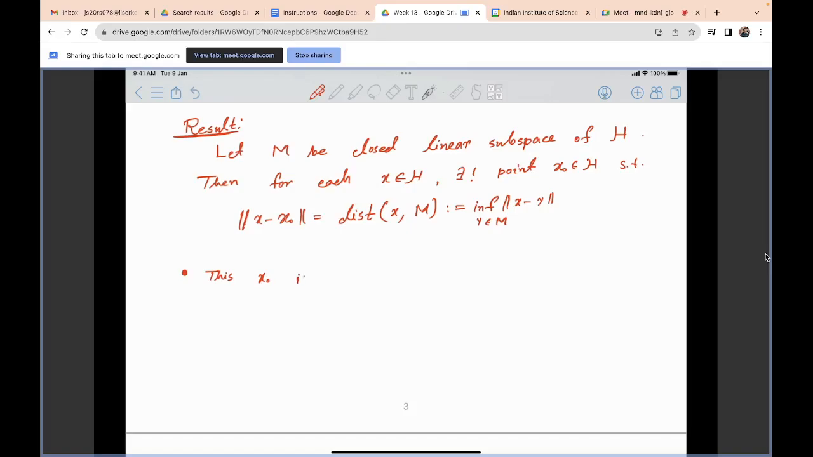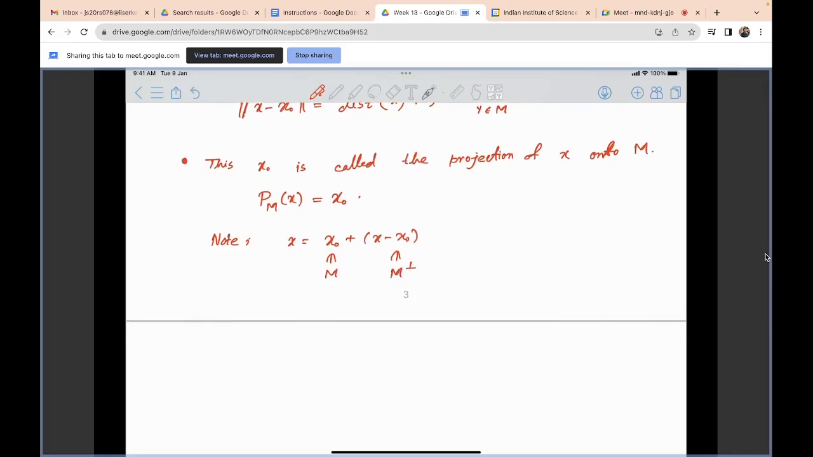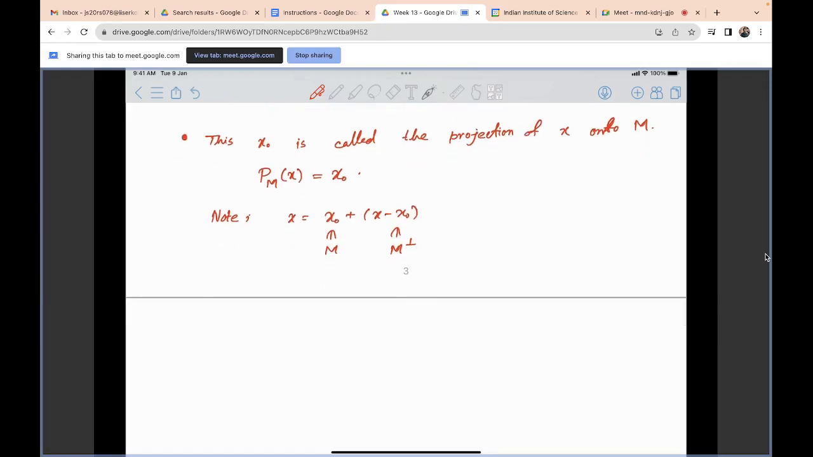This x naught is called the projection of x onto M. We denote P_M of x equals x naught. Basically, note we can write any x as x naught plus x minus x naught, and one can show that x naught is in M and x minus x naught belongs to M perp. So this is the direct sum decomposition, because you can write it in a unique way.